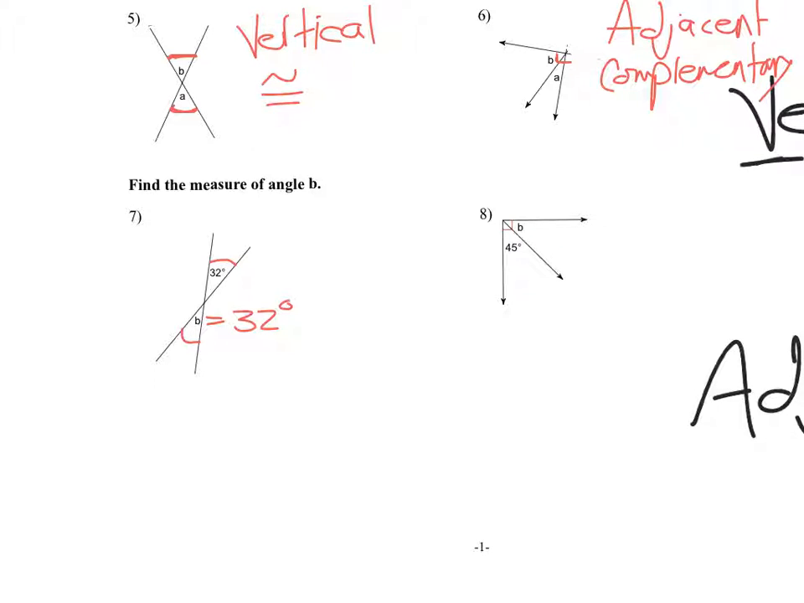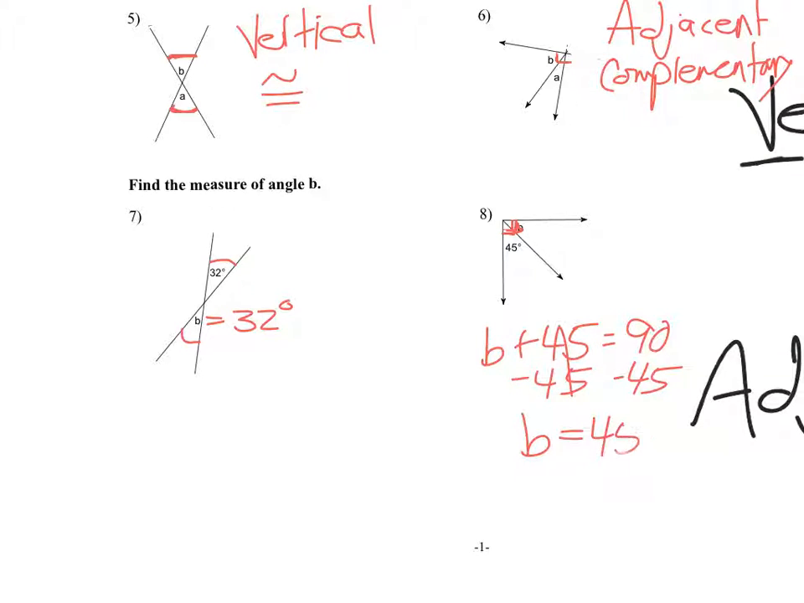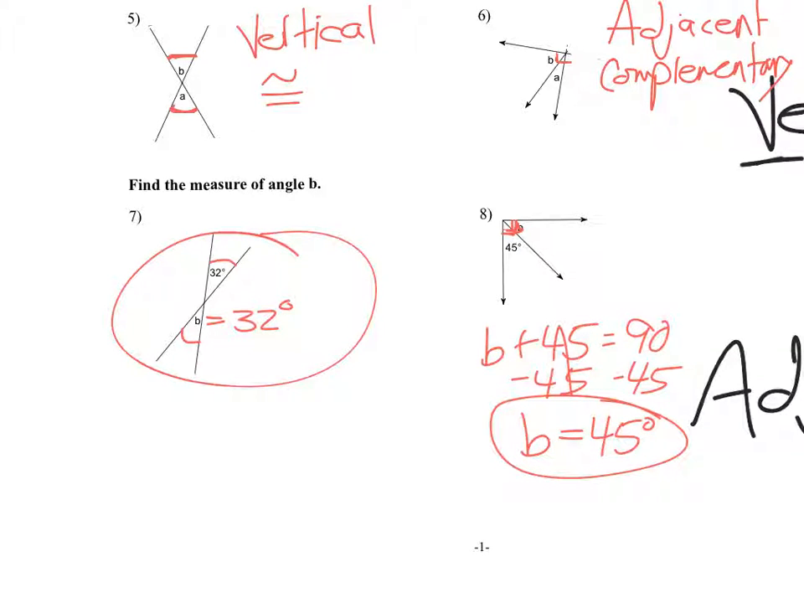All right, what about 8? Okay, these are adjacent, but they also are complementary because they make that right angle. So how do I get that? Well, that means B plus 45 has to equal 90 degrees. So I subtract 45. If I subtract 45, then I get B is also 45 degrees. So some quick lesson there with some relationships. Let's look at some more problems.